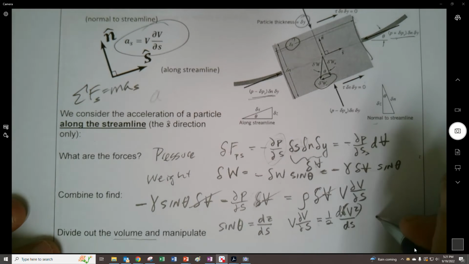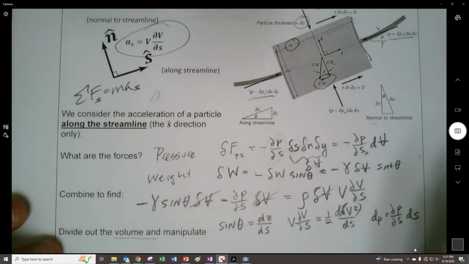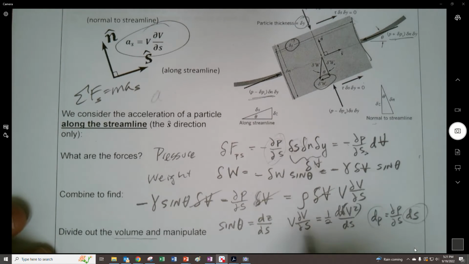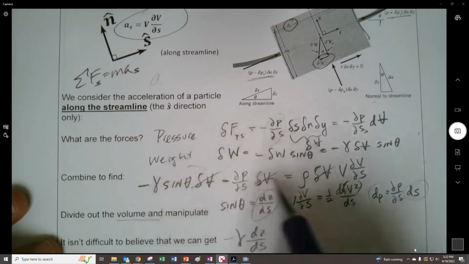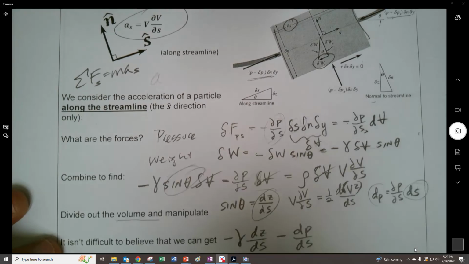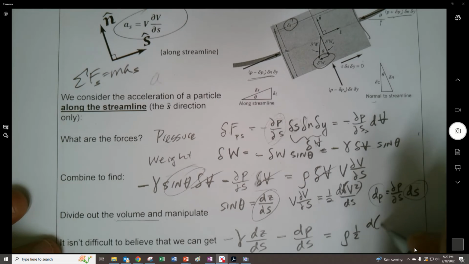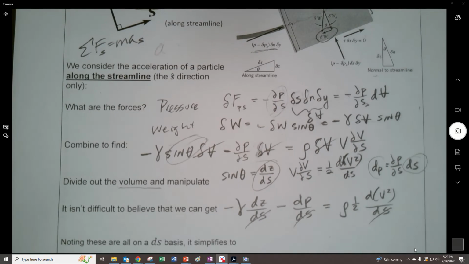And then the last thing we did is we said dp was equal to del p del s ds. So I think so. And then we could divide that out in here. So we're merging all of these things together. And we get negative gamma dz ds, right? Because we replaced that sine right into there. And minus dp ds. And then it had it equal to rho 1/2 dv squared ds. And we just say all those ds's kind of go away.